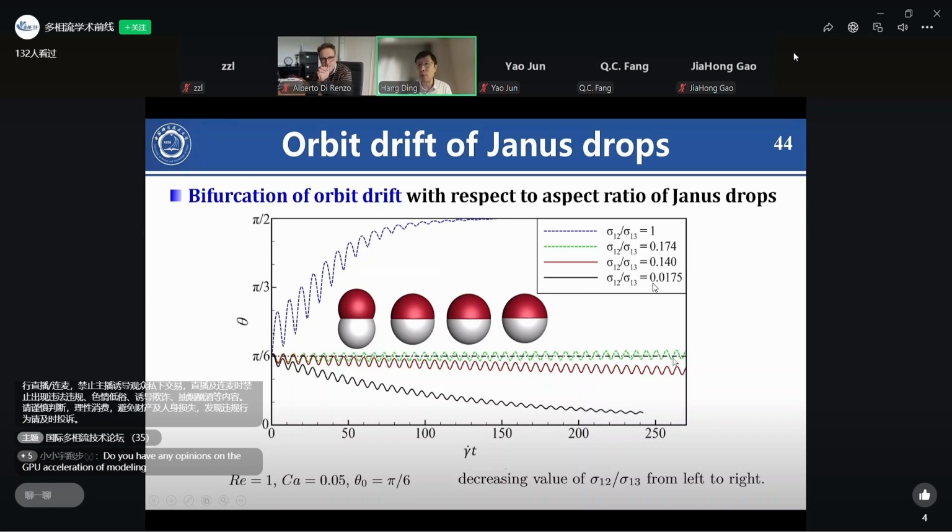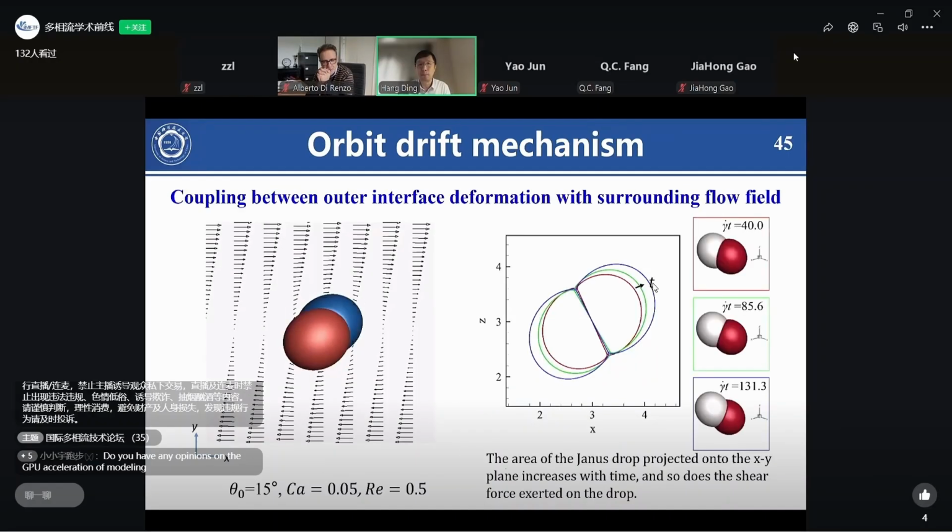Nearly doesn't change with time. What happens here? What's the mechanism of this orbit drift for this different kind of general droplet? So you can do some analysis. For this dumbbell drop, actually we see that the coupling between the outer interface deformation with the surrounding fluid is very important. Due to the surrounding fluid field, it will stretch it, make it deform, elongated. So that means its aspect ratio increases.